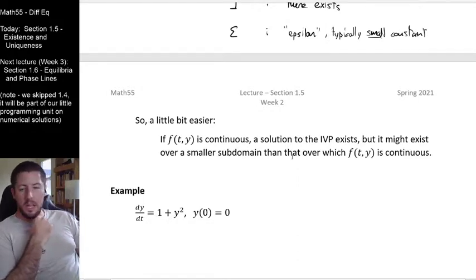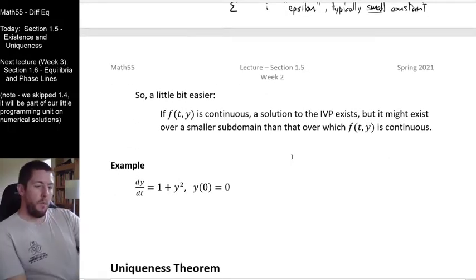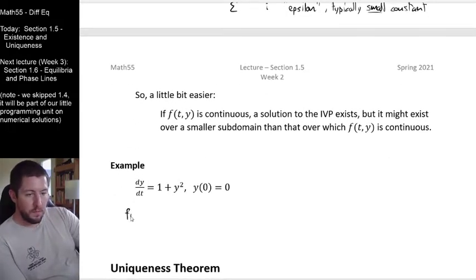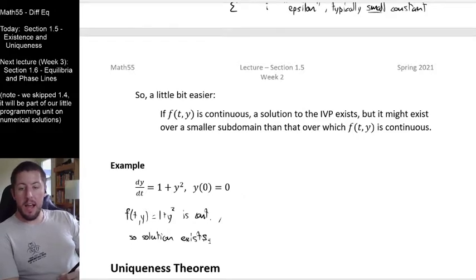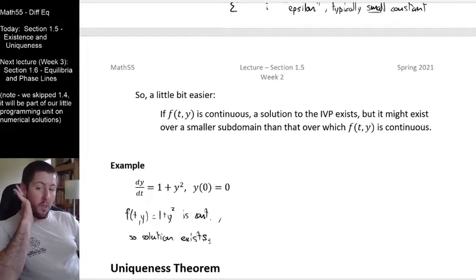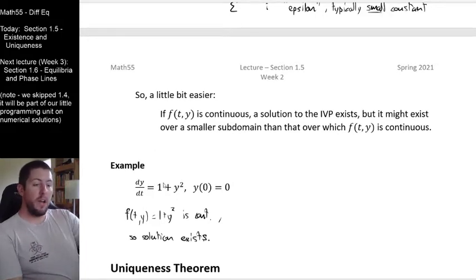So looking at our first example right here, before we go on to that uniqueness theorem, what I want to say is f of t, y equals 1 plus y squared is continuous. So a solution exists. One thing I know, whether I can solve this or not, is that there is a solution to this initial value problem, and the way that I know that is simply because the differential equation function 1 plus y squared is a continuous function.